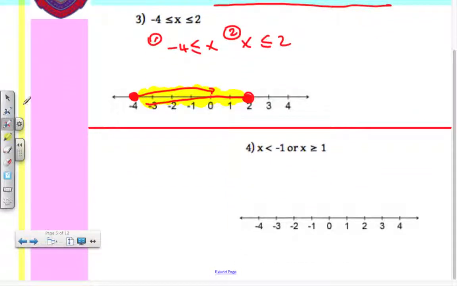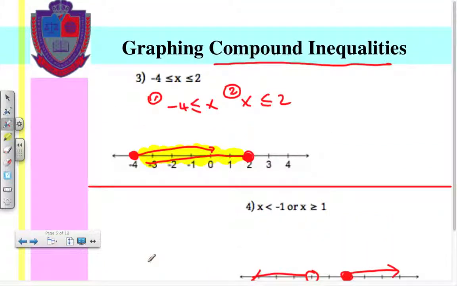If we look at number 4, x is less than negative 1. So I have negative 1, open circle. Less than means I go to the left. X is greater than or equal to positive 1. Greater than or equal to is a closed circle. Anything greater, we know, goes to the right. So with compound inequalities, it's just combining two, and then you graph what satisfies those inequalities.